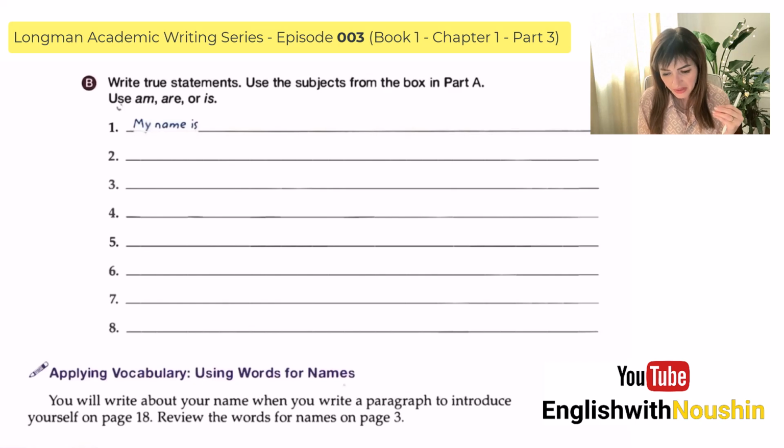Here on page 15, you can use the subject from the box in part A or whatever else and use the verbs am, is, are, and write 8 sentences, true sentences about yourself, first here, and then when you're sure about them, put them in the comment section on YouTube. I'll look at them and we'll give you some feedback.